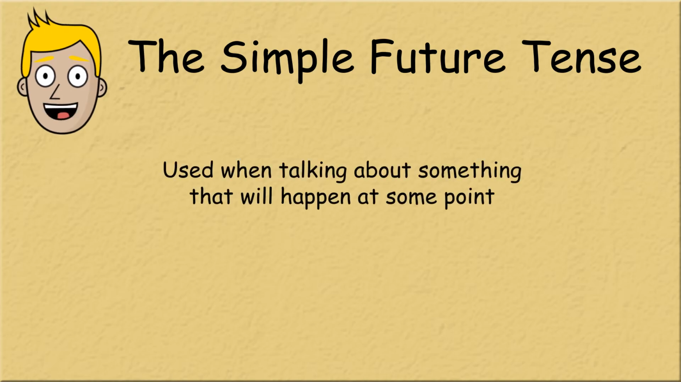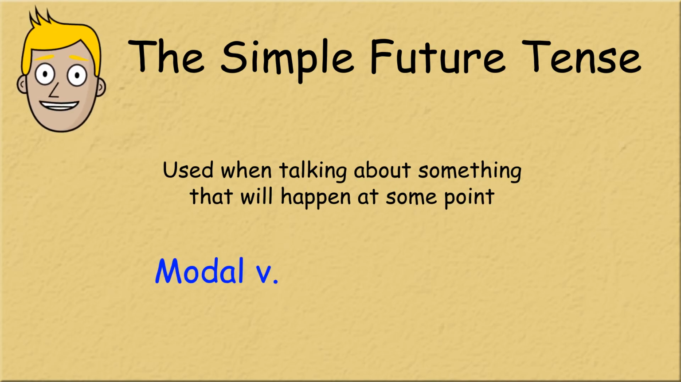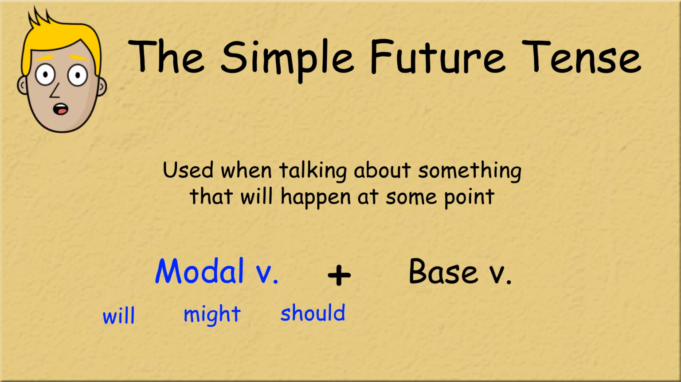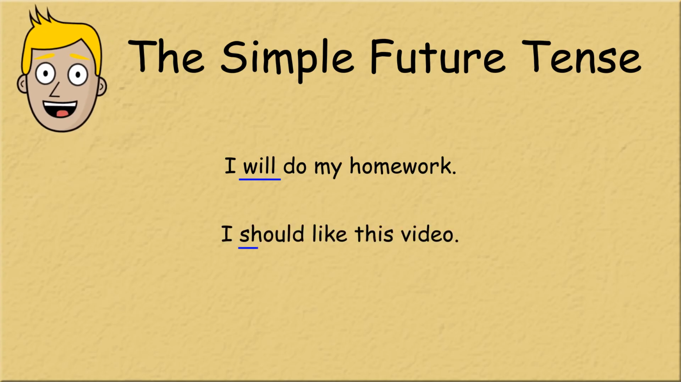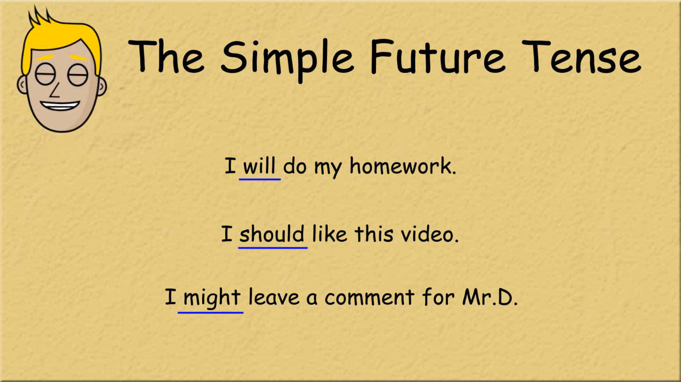Our first type is the simple future tense. We use this type when we are talking about something that will happen at some point. We do this by using a modal verb such as will, might, or should before our base verb. Some examples include, I will do my homework. I should like this video. I might leave a comment for Mr.D.